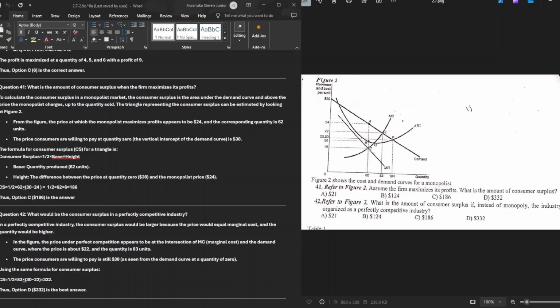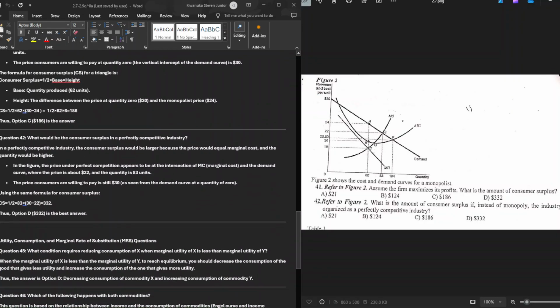0. So using the same triangle, we're using this triangle from here up to here. So it is a half times base times height. Our base has now enlarged to 83, times our height, 30 minus 22. And we get a half times base times height, which is 32, which is D. So making D the best answer.